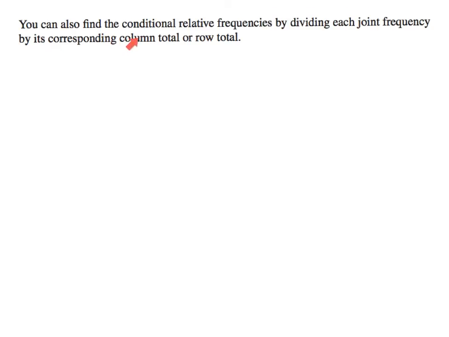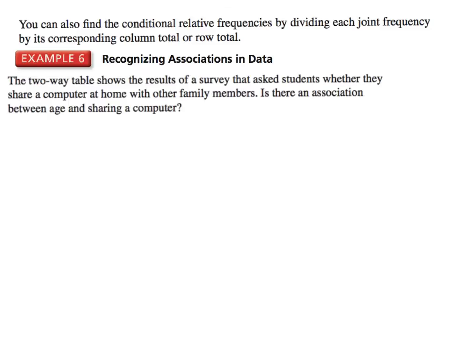Now, we can also find the conditional relative frequencies by dividing each joint frequency by its corresponding column total or row total. So remember, joint frequencies are just the numbers. So in example 6, the two-way table shows the results of a survey that asks students whether they are on a computer at home with other family members. Is there an association between age and sharing a computer?